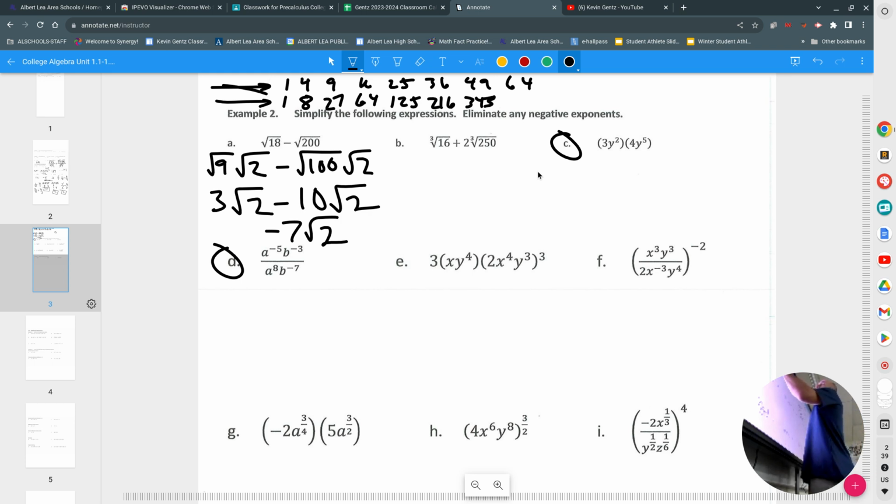Okay, I multiply. 3 times 4 is 12, and then y to the second times y to the fifth is y to the seventh. So that's my problem right there. Letter D, move the exponents to where they're not.